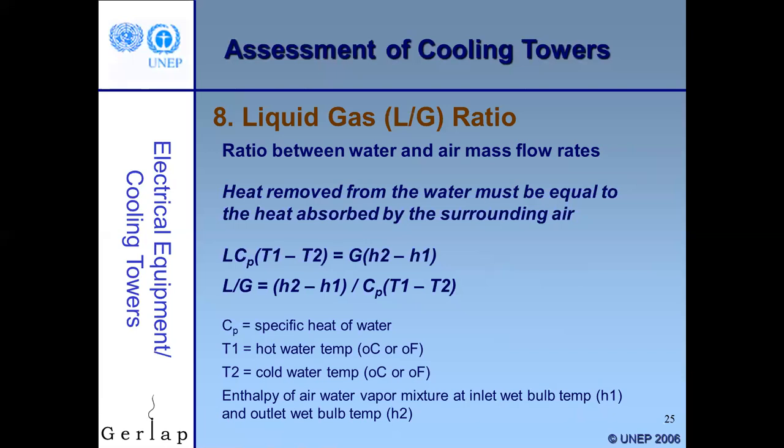Heat removed from the water must be equal to the heat absorbed by the surrounding air, just a heat exchanger. So L, the mass flow rate of the liquid, times Cp, specific heat, times temperature in minus temperature out, is equal to the mass flow rate of the air times the enthalpy difference in and out. Of course it's hard to measure an enthalpy, but you can measure temperature and relative humidity and calculate an enthalpy on the air side. If you get all those four parameters and know the specific heat, you can calculate the L over G ratio. The cooling tower manufacturers go into great depth and detail, and they design a tower around a specific range of L over G ratios.